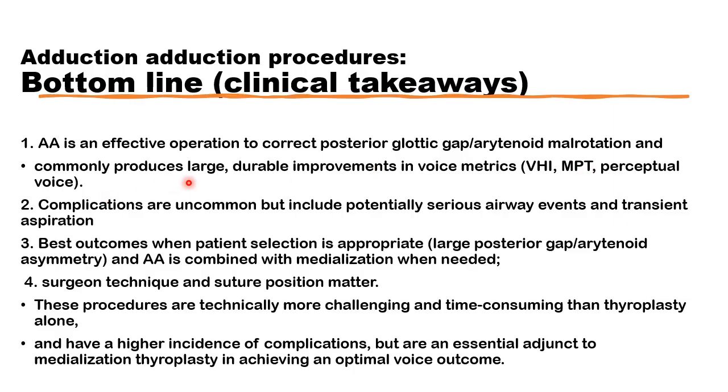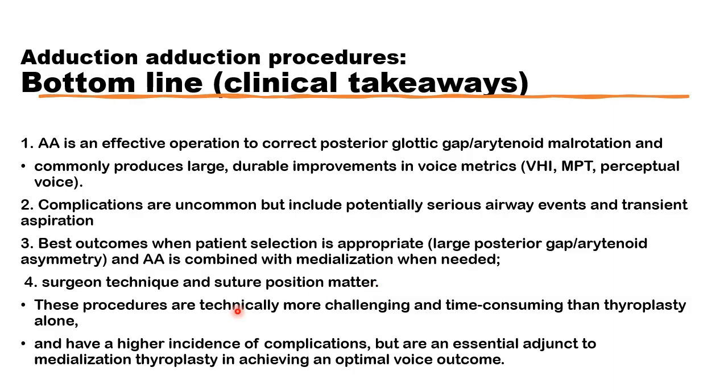Complications can be uncommon, but include potentially serious airway events and sometimes need for immediate intervention to secure an airway. And the best outcomes were those for patients who were properly selected with a large posterior glottic gap or arytenoid asymmetry, and that AA is usually combined with another medialization procedure if needed, like a thyroplasty, and that a surgeon's technique and the sutures are actually important in avoiding complications and bringing about appropriate results.